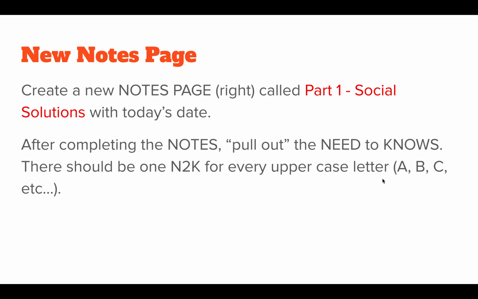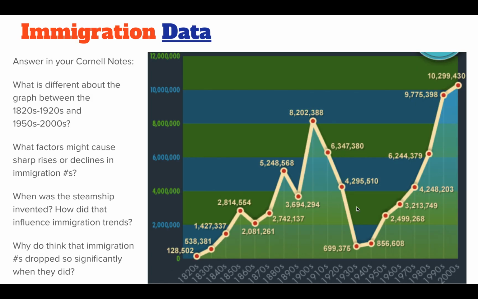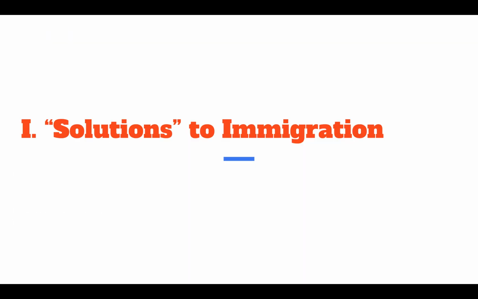So this is called Social Solutions Part 1, and it focuses on population really, because with immigration and an increase in population came overcrowded cities and the problems that arose from that. We will do this next time we meet in class, go through this data activity.